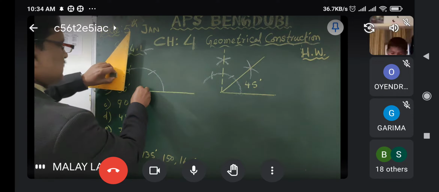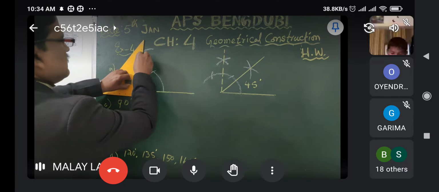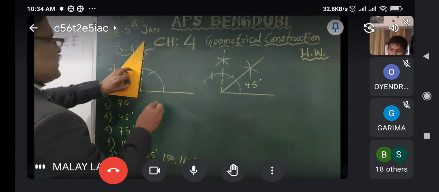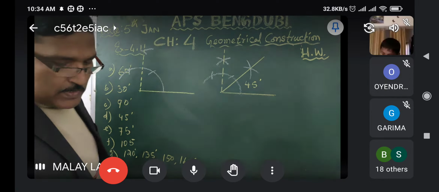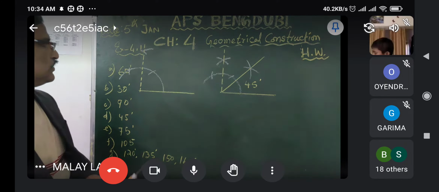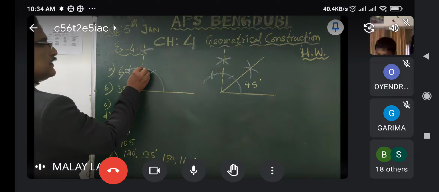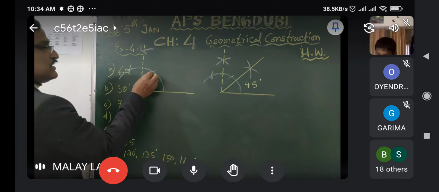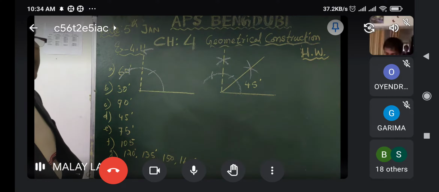Place your pencil, then ruler. Dot it, because 90 is not required, but without the help of 90 I cannot draw 75. So this position is 90 and this position is 60. In between 90 and 60, 75 lies.